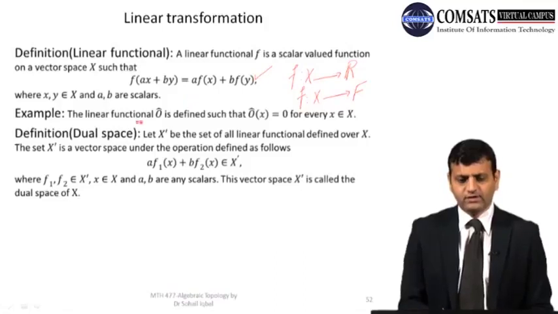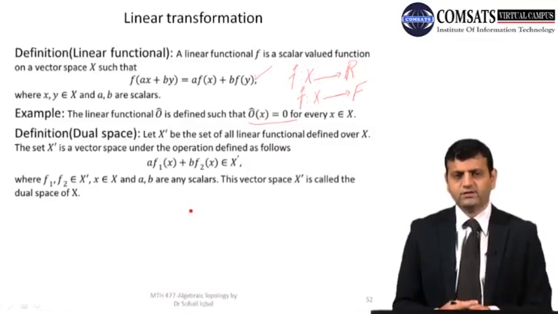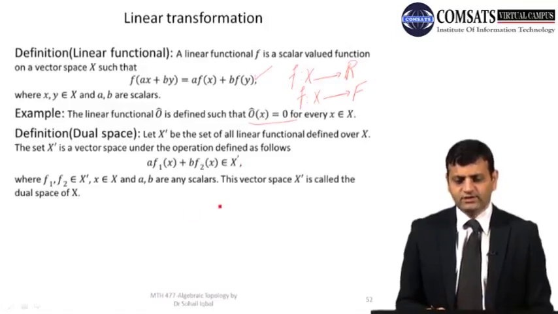We have a particular linear functional, which is 0, which will give me 0 for every element of the vector space. Similarly, we can define the dual space, which is the collection of all linear functionals, and this space is called the dual space. Sometimes if V is a vector space, we denote this space by V upper star.